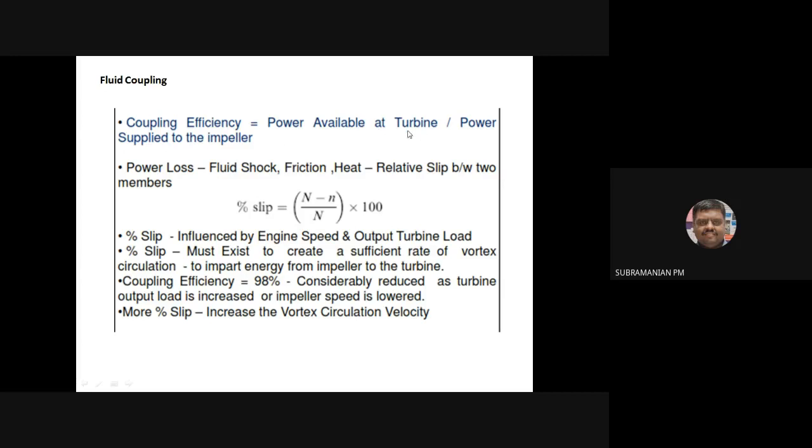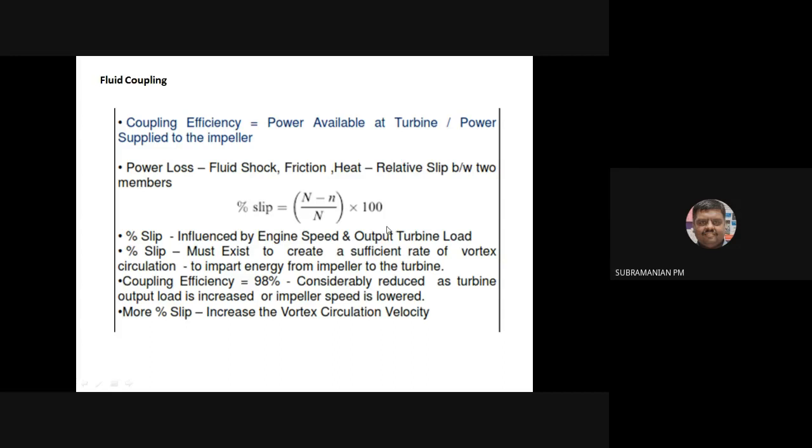My turbine speed will be less than that of my impeller speed. That phenomenon, where my turbine speed is less than the impeller speed, I'll term as slip. Slip means I'm not transmitting full power to my turbine. There is a difference of speed between turbine and impeller. So I can say there is a relative slip between two members. And this is very, very important.